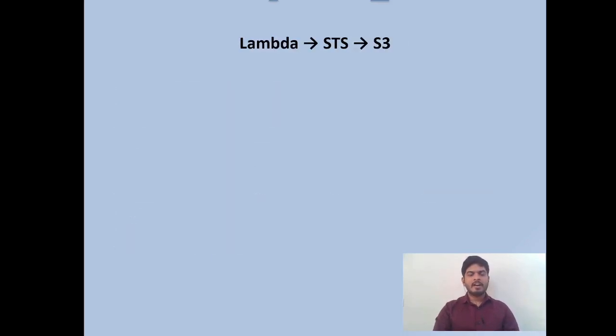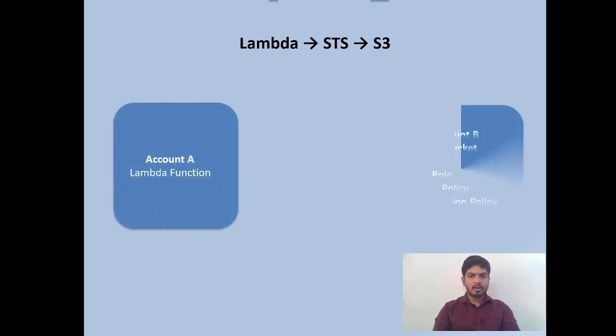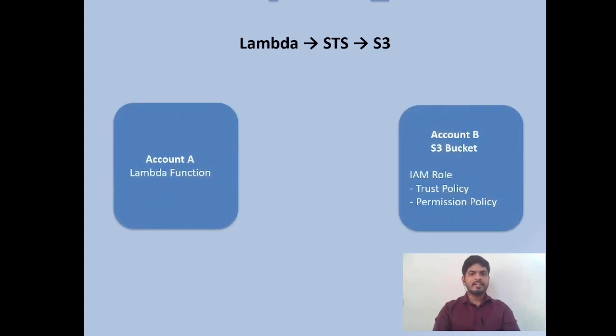Now let's understand how the cross-account flow works. Consider we have two accounts, account A and account B. A Lambda function is running in account A and an S3 bucket is present in account B. How will you design the cross-account setup?